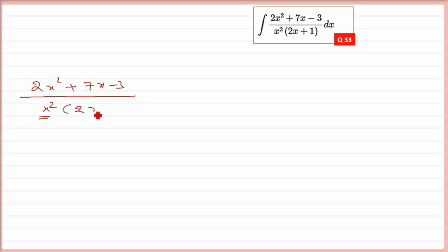This x square is the main key here. 2x plus 1 you already know how to write in the partial fraction form. So a divided by x plus b divided by x squared plus c divided by 2x plus 1.